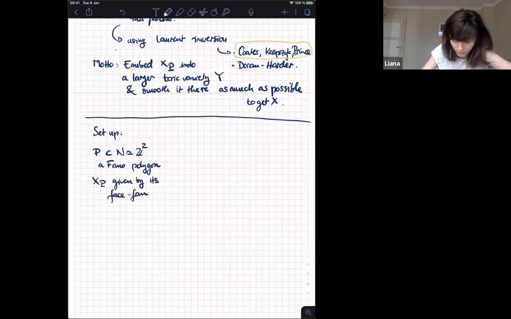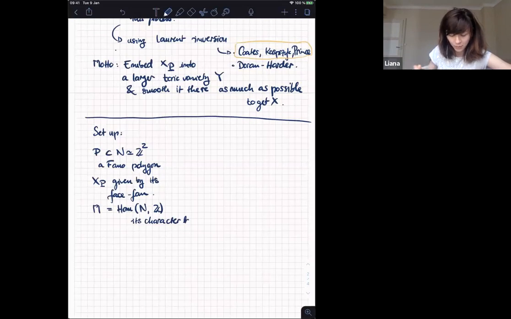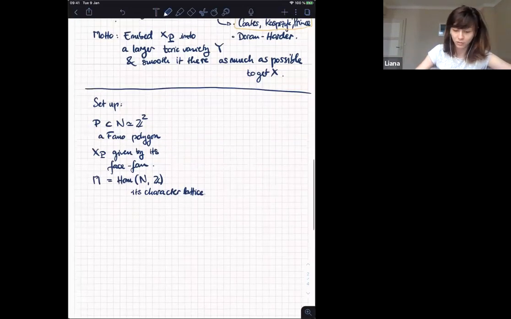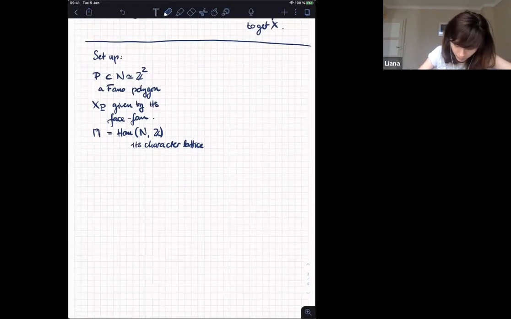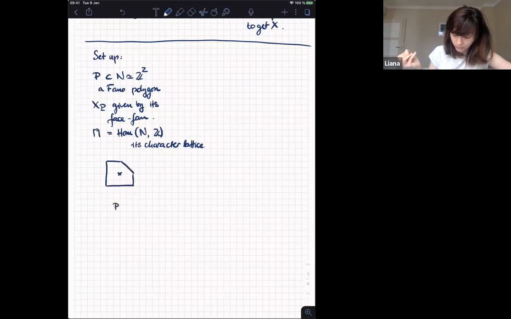And then I will again do a piece of notation. So M is the dual lattice from N, also called the character lattice of XP. So this M and N are things you're quite used to if you do a little bit of toric geometry. So, okay, for all intents and purposes here, I will do this polygon. This is P for me. It lives in N.